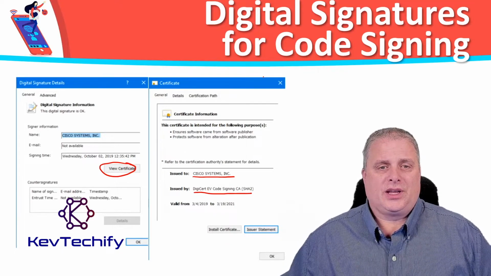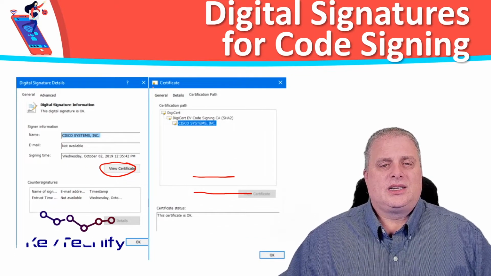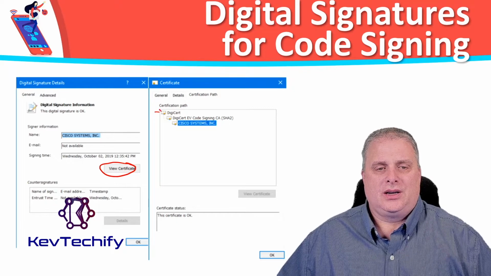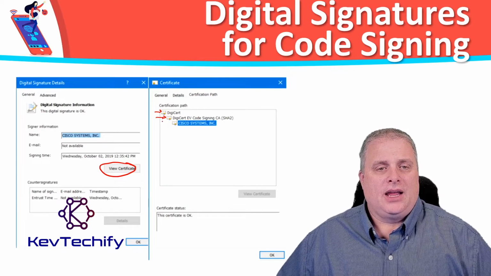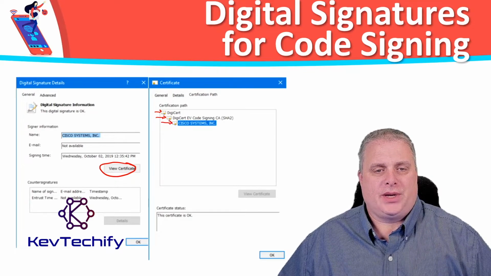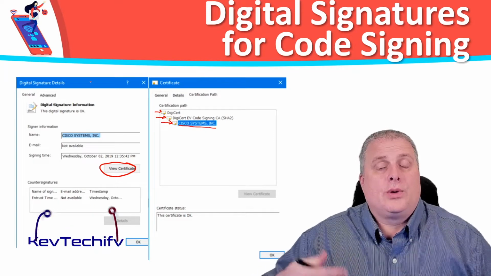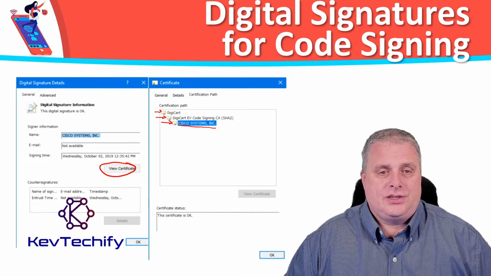Then, if we click on the certification path, we can see where that signature is stored. It's in our DigiCert repository. Then it goes under who issued it, what third party trusted. So that's DigiCert here. And then who it was issued to, basically the title of that. So Cisco Systems Incorporated. That's how we go out and find the information about our certificate on a Windows system.